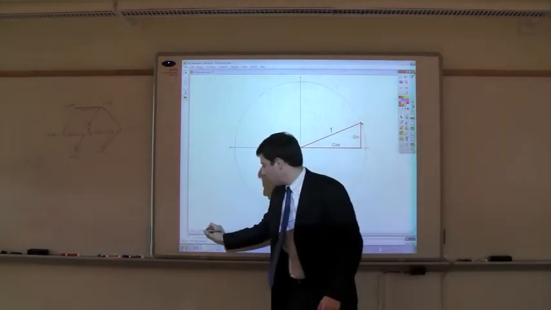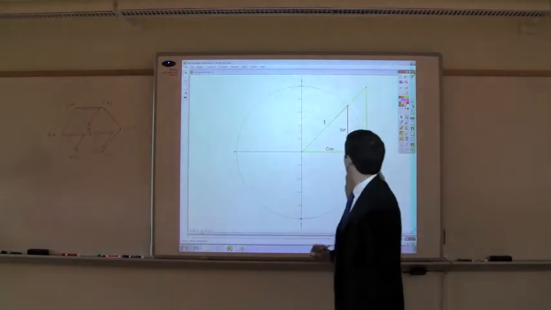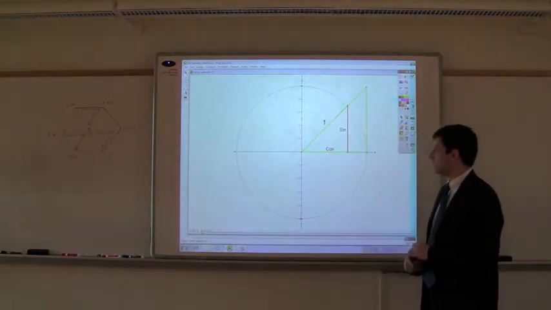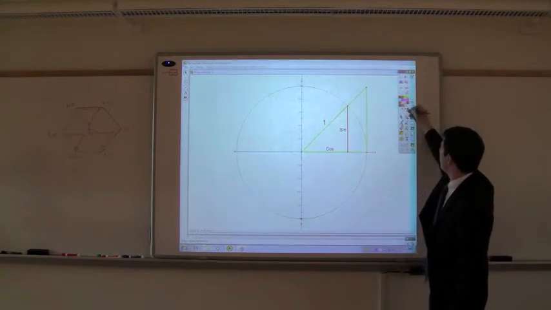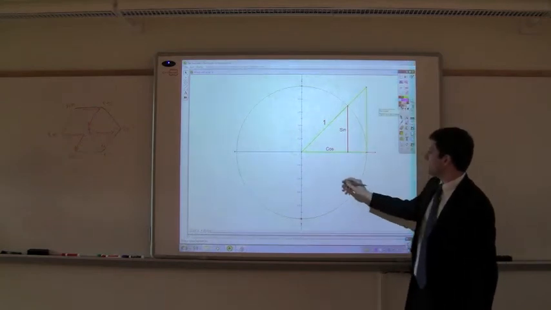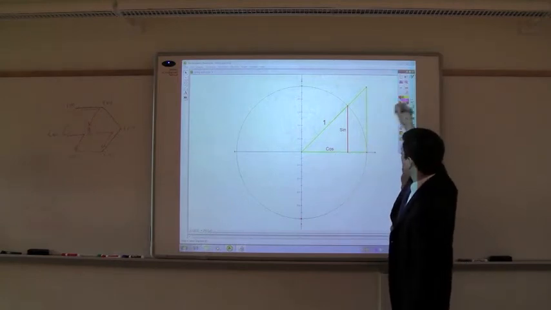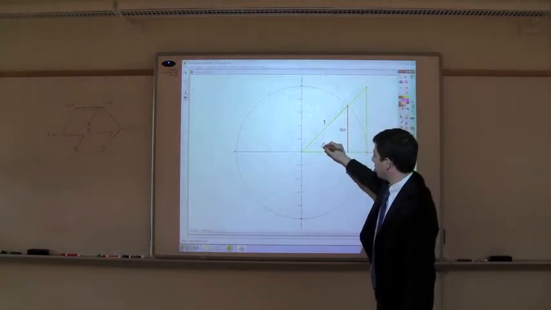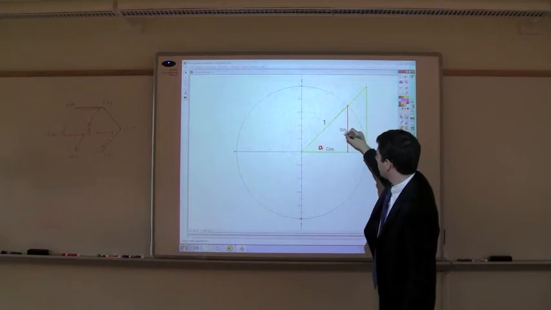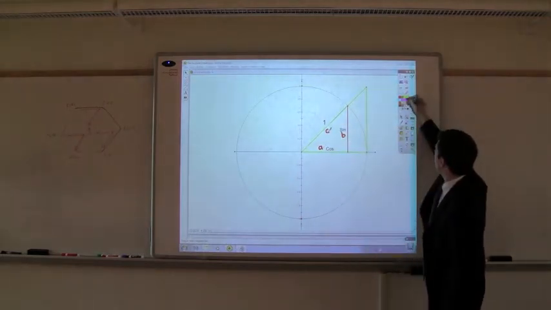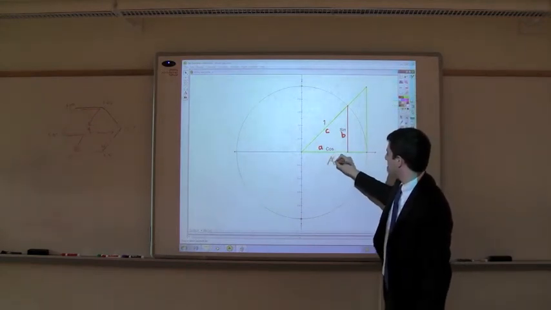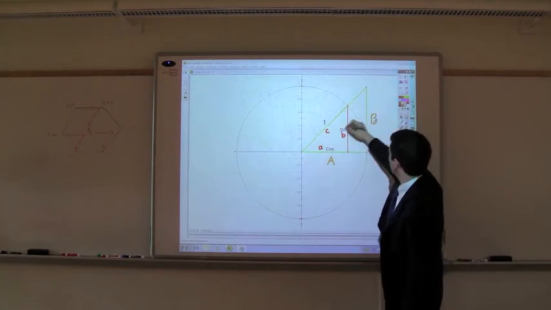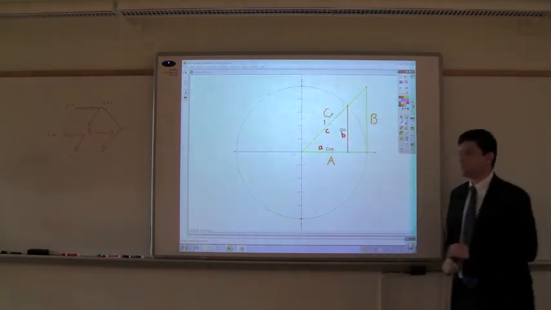Now, what do you guys remember about proportional triangles? Do you guys remember this stuff at all? Yeah, you can set up proportions. We have two different triangles. So in the red triangle, I'll do this in red, we have little a, little b, and little c. And in the big green triangle, I'm going to use big A, big B, and big C.